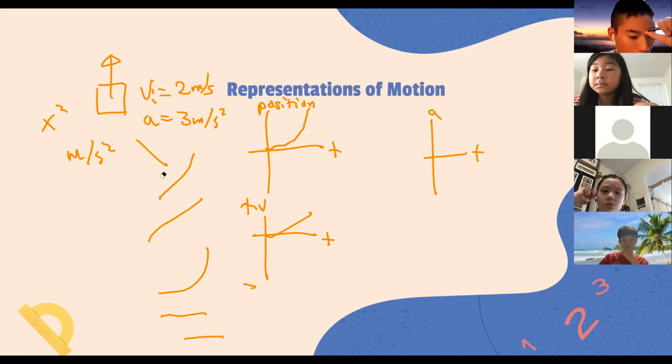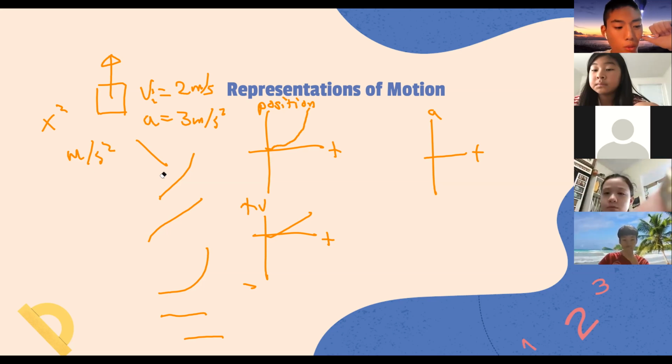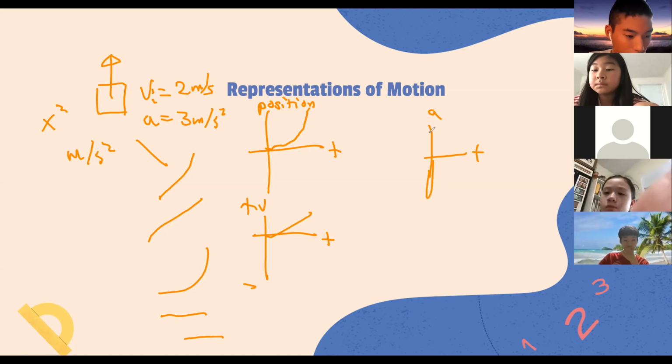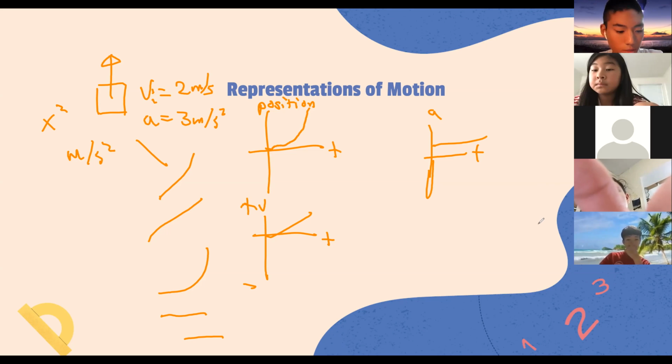Constant, okay. To specify, what constant is it going to be at? Like what value specifically? 3, okay. Yeah, 3 meters per second squared. Always remember your units. Always remember your units. So it will look like this. Okay, so I think you guys get it. We'll have practice later, definitely, but I just wanted to review all of this.